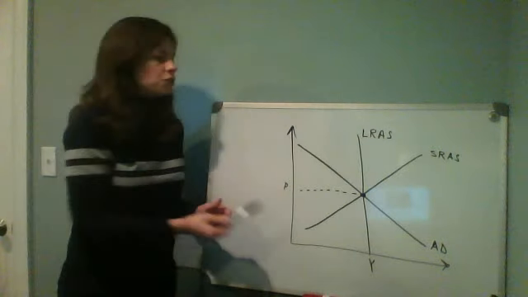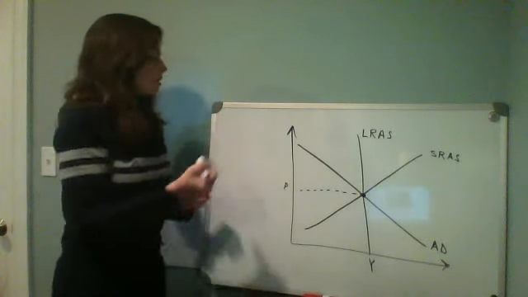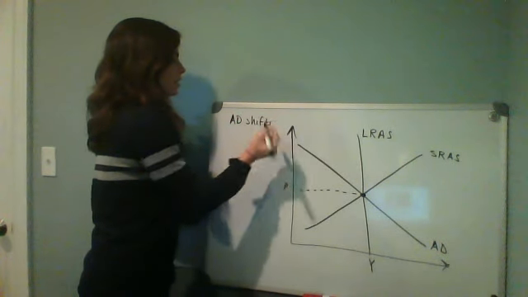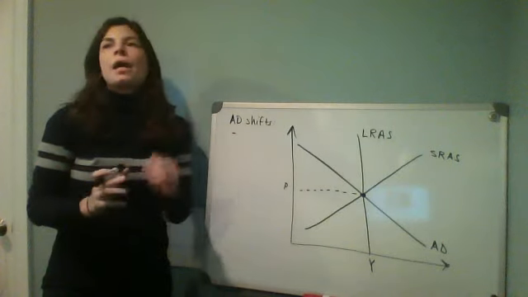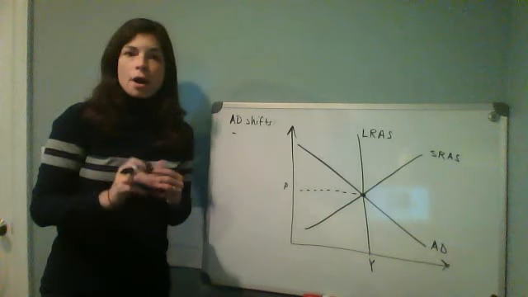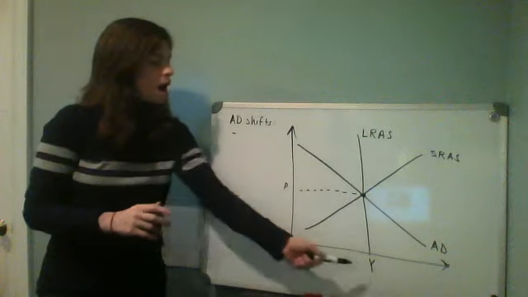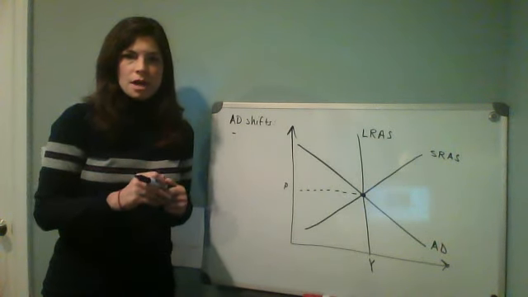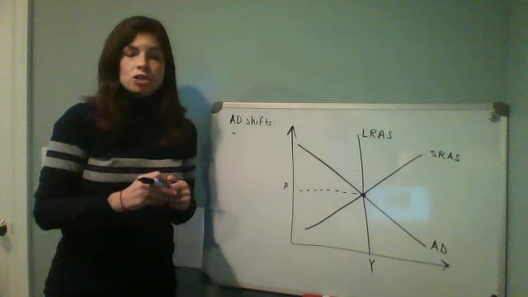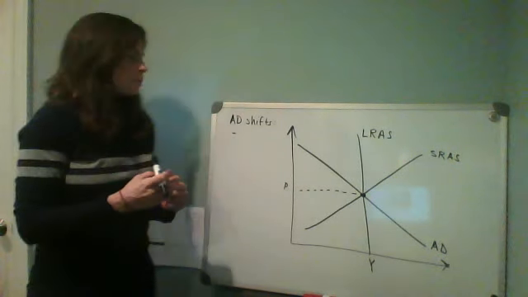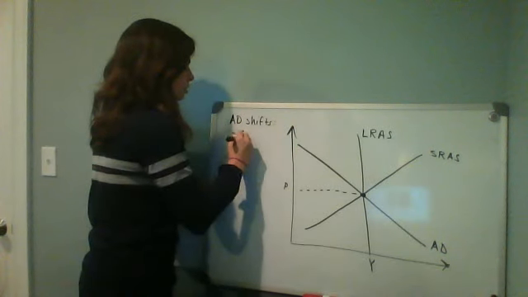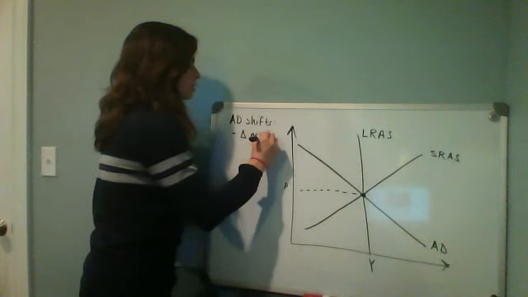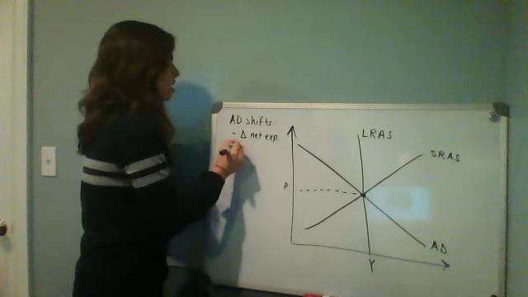Now there are a few things that can shift our aggregate demand curve and our aggregate supply curve. So aggregate demand curve shifts occur when we have anything that changes our output function. Our output function, remember, is Y equals C plus I plus G plus X, where C is consumption, I is investment, G is government spending, and X is net exports. So if there's a change, I'm just going to use the triangle delta for change, a change in net exports will shift our aggregate demand.